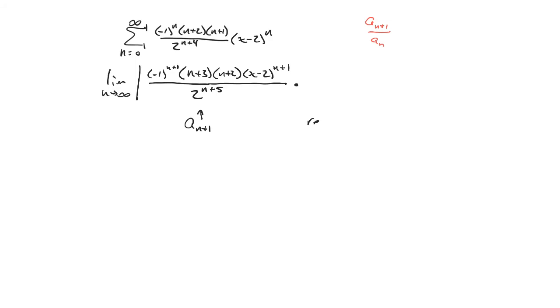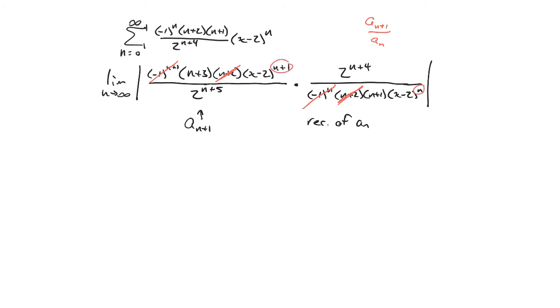Now we're going to do the reciprocal of a sub n. The reciprocal of a sub n is exactly the term here that's behind the sum, but we're going to flip it upside down. So we have 2 to the n plus 4 divided by negative 1 to the nth. Then we have the n plus 2, the n plus 1, and the x minus 2 to the nth power. I'm going to simplify pretty quickly here so we can save some time. Powers of negative 1 will be positive 1 or negative 1 when we take absolute values. It makes no difference. I see an n plus 2 in the numerator of a sub n plus 1 and in the denominator of the reciprocal of a sub n, so I'll reduce those. The x minus 2 to the n plus 1 and the x minus 2 to the nth will reduce, and we just end up with x minus 2. And then when I reduce the 2 to the n plus 4 and the 2 to the n plus 5, we'll just end up with a 2 in the denominator.